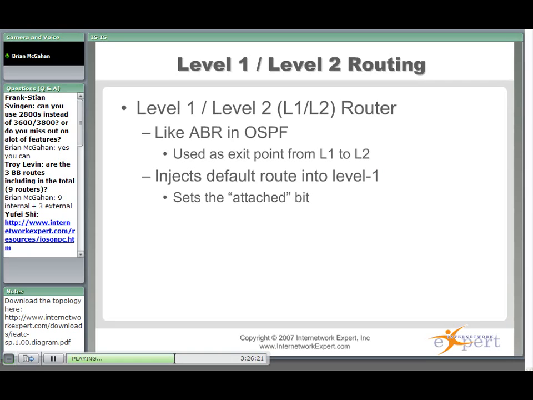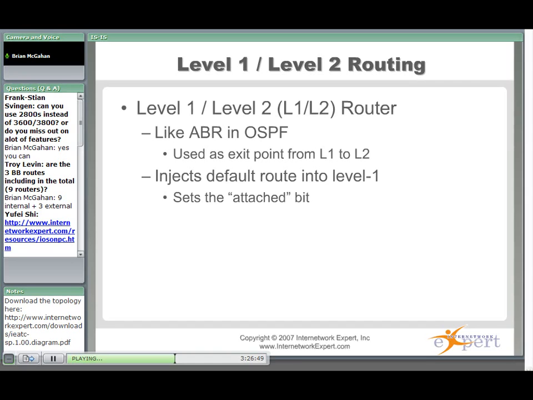Okay, so level 2, again, is like OSPF area 0. Level 1 is going to be like a not-so-stubby area. Now, to connect these levels, we're going to have a level 1, level 2 router, which is like an area border router in OSPF. So this is going to be our exit point from the level 1 network to the level 2 network. The level 1, level 2 router is going to inject a default route into the level 1 domain.